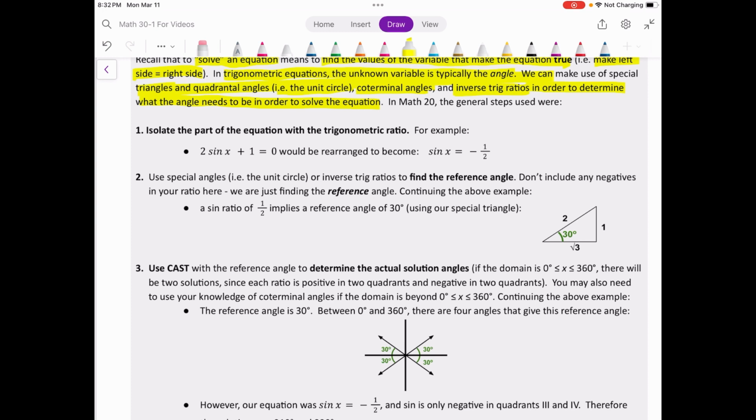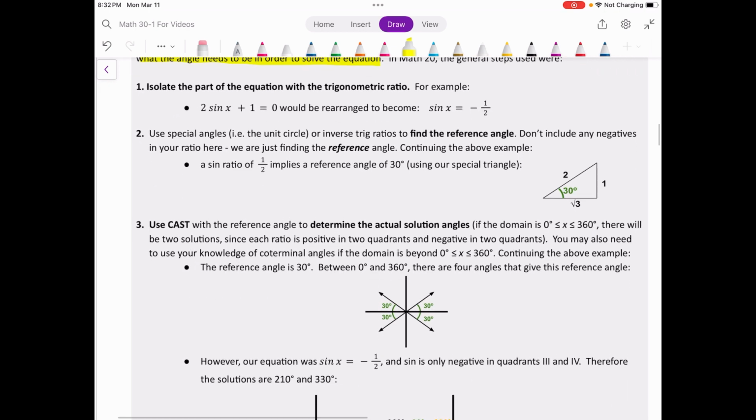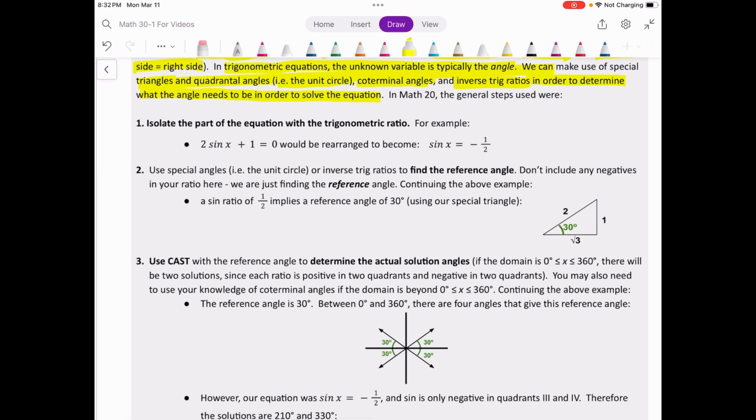Let's do a quick recap of the trigonometric equations we solved in Math 20 and what steps we followed. The first thing we're going to do is isolate the part of the equation that has the trigonometric ratio. You want sine x equals stuff, or tan x equals stuff, or even cosecant x equals stuff. That lets you start thinking about what angle might give me this ratio.